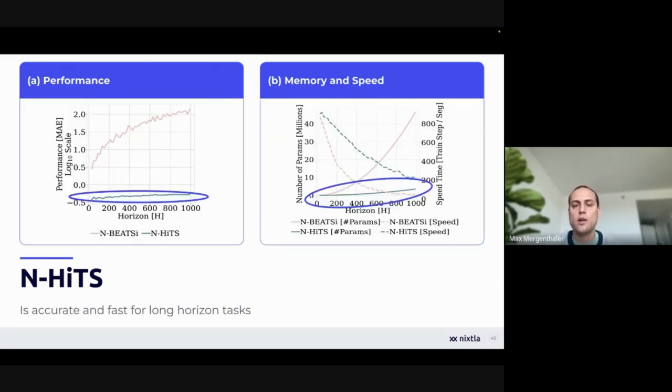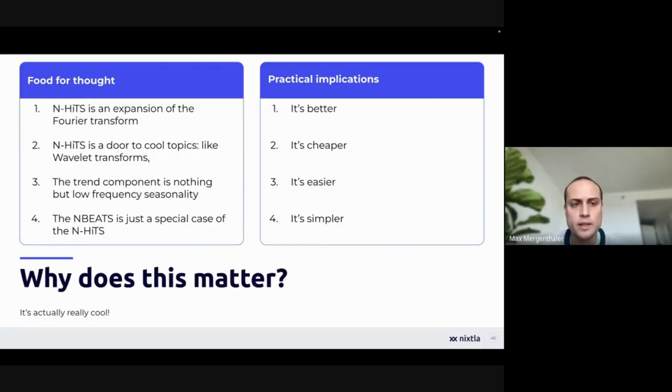Here, we can go back to the graphs that I showed at the beginning, and as you can see, the N-HiTS is very stable in terms of errors, even if you increase horizons. And the same happens with the number of parameters that you need for the model relative to horizons. It doesn't grow nearly as fast as the N-BEATS, and nearly as fast as transformer-based methods.